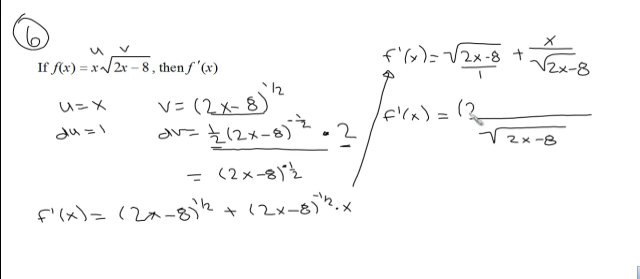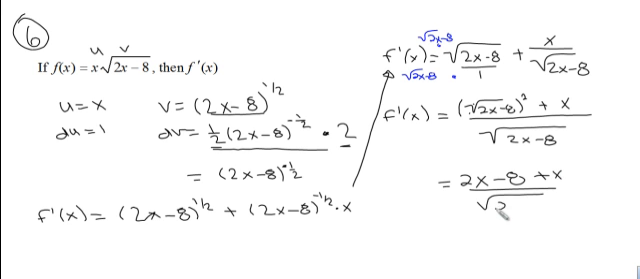Okay, so I'm going to have the square root of 2x minus 8 squared plus x. The reason for that is because I'm multiplying this fraction by the square root of 2x minus 8. So I have to also multiply the numerator by the square root of 2x minus 8, which is why I get this squared. Square root and a square cancel each other. Okay, so my derivative, combining like terms, is going to be 3x minus 8 over the square root of 2x minus 8.